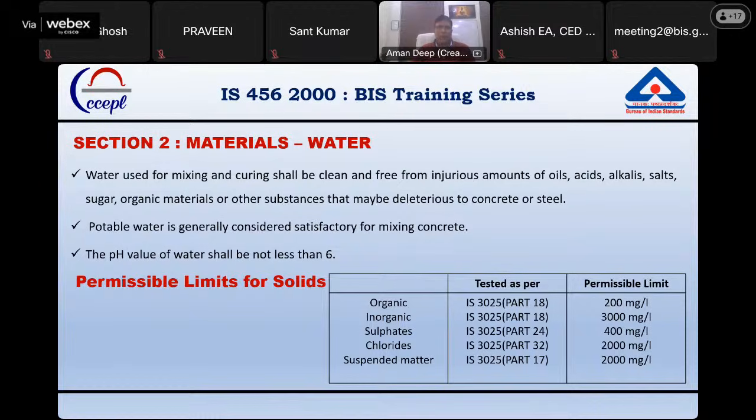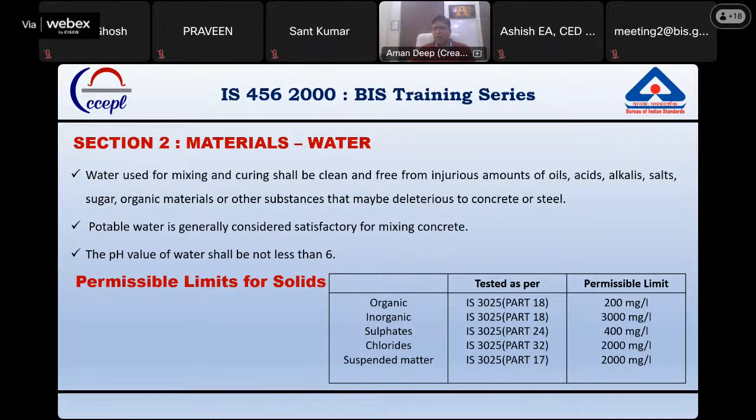So the water quality parameter is governed with some values based on laboratory test. And the potable water permissible limits is like for organic, inorganic, sulfates, chlorides, suspended matter, all tested as per IS 3025 different parts. The permissible limits are given as shown in the table.